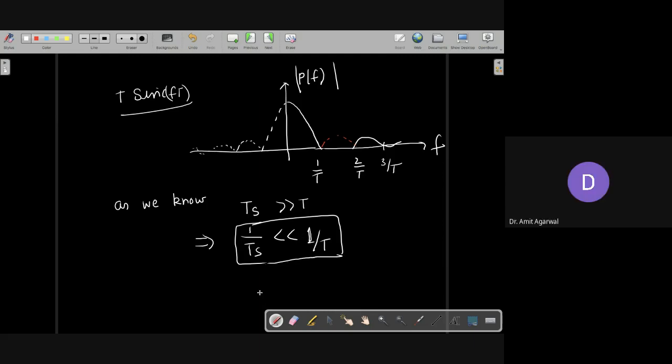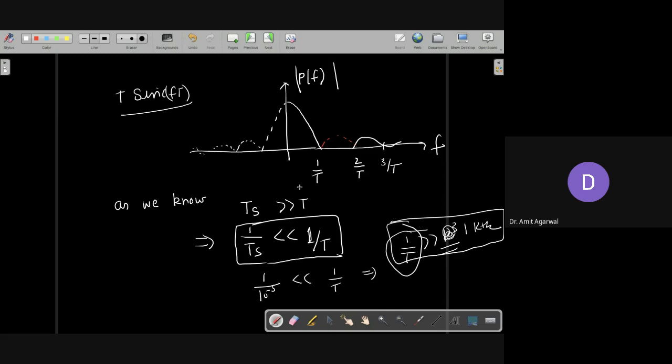So अगर Ts मिलीसेकंड में है तो ये किलो हर्ट्ज में हो जाएगा, 1 by Ts, 1 by 10 to the power minus 3. So 1 by T will be more than 10 to the power 3, right? It will be in kilohertz. Because 1 by T is nothing but frequency, it will be quite large as compared to 1 by Ts.